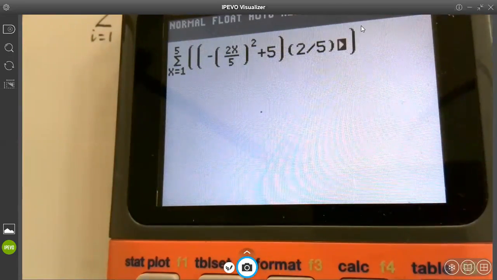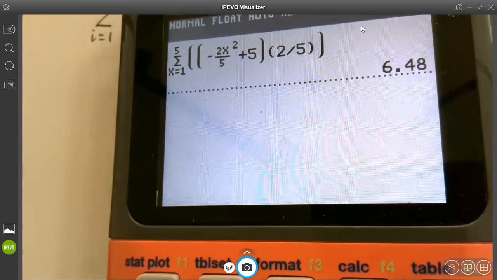When you hit enter, did you get an answer? About 6. If you notice, parentheses go away when you hit enter. So we don't have as many parentheses up here as we did before. They just take them away. I don't know why. But anyway, we get 6.48, and that saves you some time of having to do term after term after term. Everybody got it?